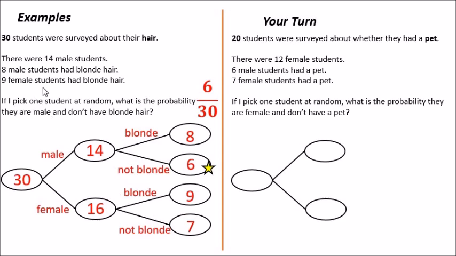For females, it says 9 female students had blonde hair. So if we have 9 here, then there are 16 in total. So 9 plus 7 is 16, or 16 take away 9 is 7. So 7 did not have blonde hair. If I pick one student at random, you'll probably see they are male and don't have blonde hair. That's this box here, because if we go male then not blonde, then we have 6. So 6 out of the 30 students were male without blonde hair, so the probability is 6 out of 30.